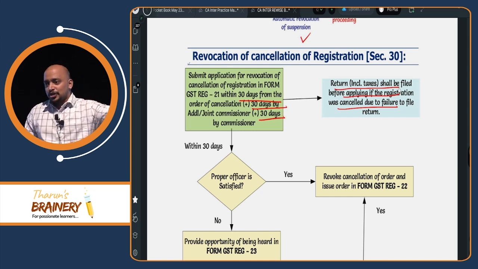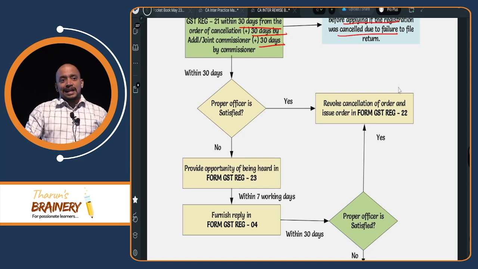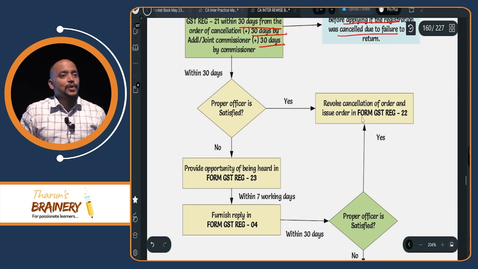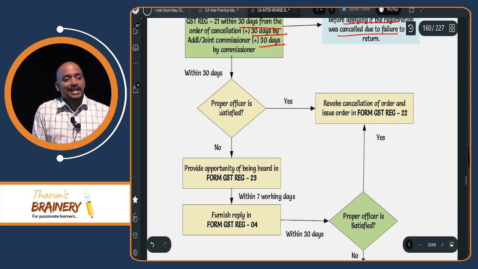All the pending returns should be filed. Now I made the application. Thereafter, within 30 days, if the proper officer is satisfied, they will revoke the cancellation order. Means what? I will continue with the registration. Suppose the proper officer is not satisfied, then they will give a notice.